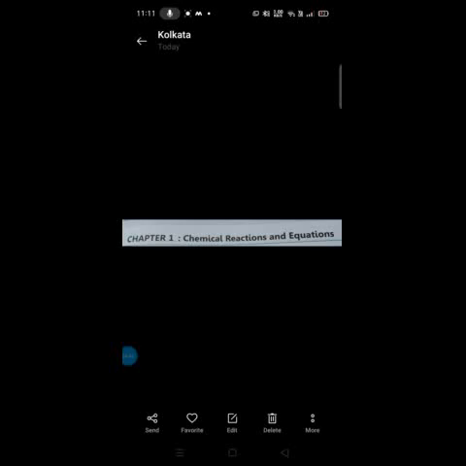Now let's come to the fourth variant of chemical reactions, double displacement reaction. A reaction in which new compounds are formed by mutual exchange of ions between two compounds. Okay, so there is a mutual exchange of ions taking place between two compounds. This is the double displacement reaction.